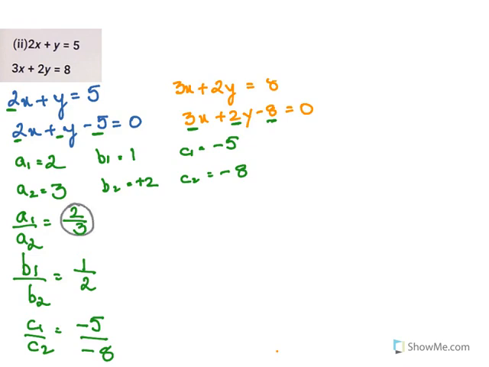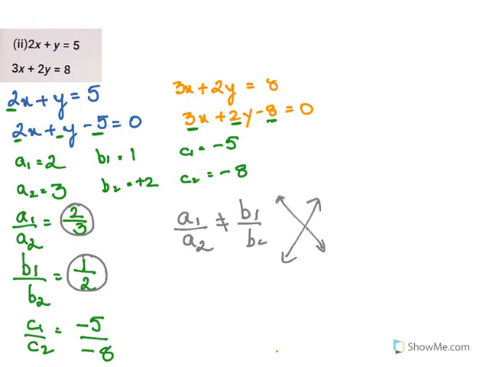So this is A1 by A2, this is B1 by B2, and we have seen A1 by A2 is not equal to B1 by B2. That means the lines are intersecting, and because the lines are intersecting, they have a unique solution. So that is a solution. Now we'll go ahead and find the solution of these equations by a new method called cross multiplication.